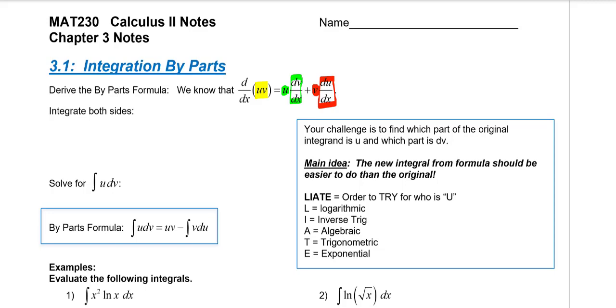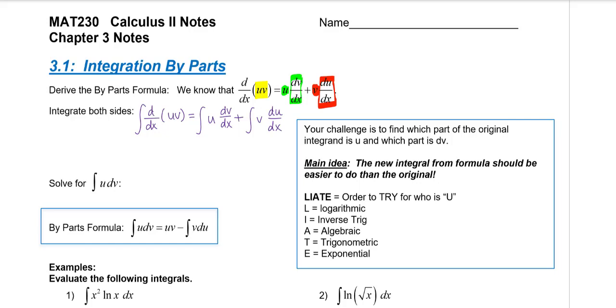So what we're going to do right now is integrate both sides. So we're going to say the antiderivative of each piece of that product rule, because we can anti-differentiate term by term.